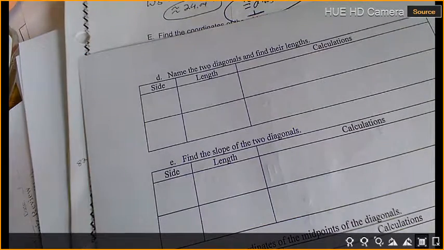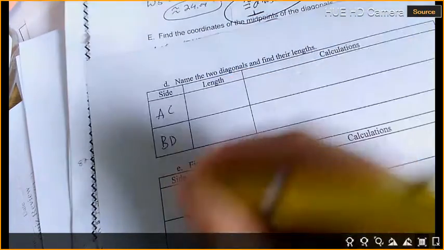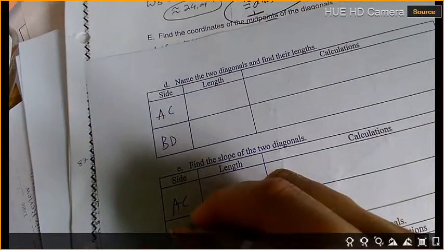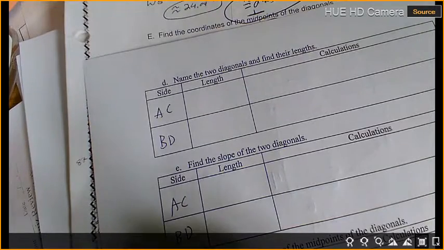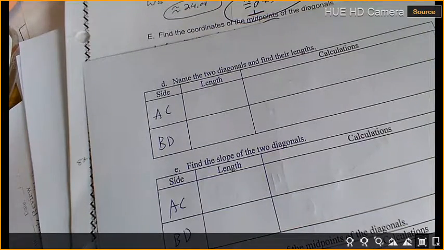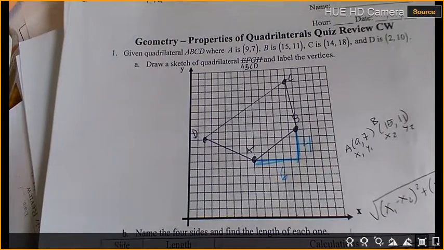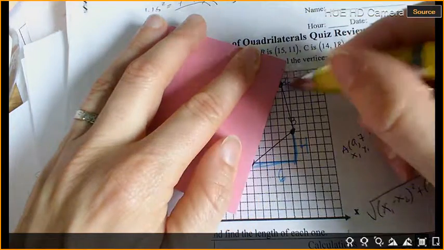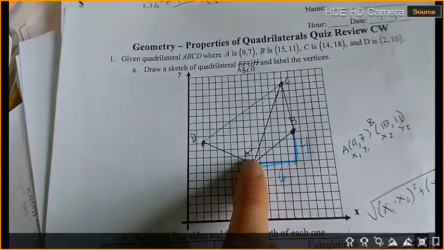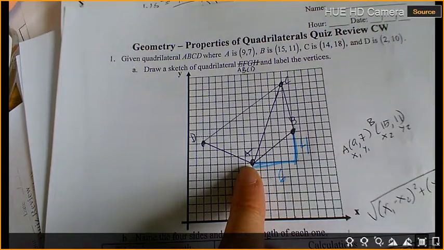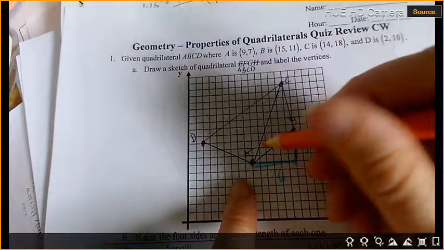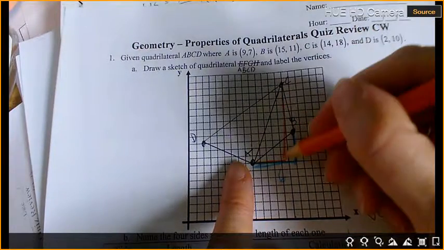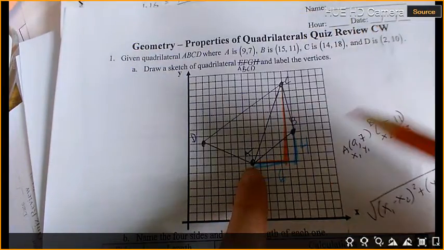Now we're going to talk about the diagonals. Okay, so my diagonals are A to C and B to D. You can write them the other way. This is where I get the most questions, from people who are confused. If I'm looking right here, A to C looks like this. That's my diagonal. I had to draw it in.